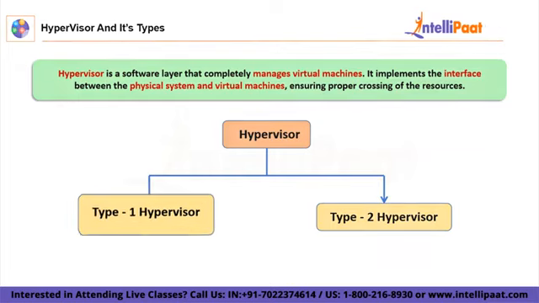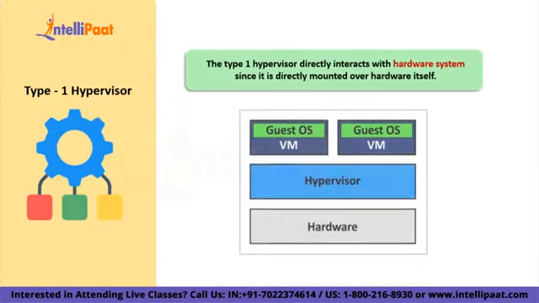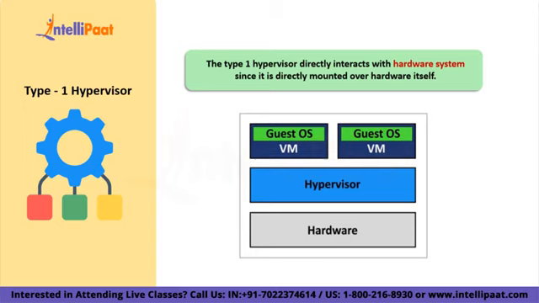The type 1 hypervisor is the one which directly interacts with the hardware system and user resources. It won't be mounted over any other software, hence it will be automatically prone to cyber attacks and threats. Basically, this software is installed where the host operating system is installed.